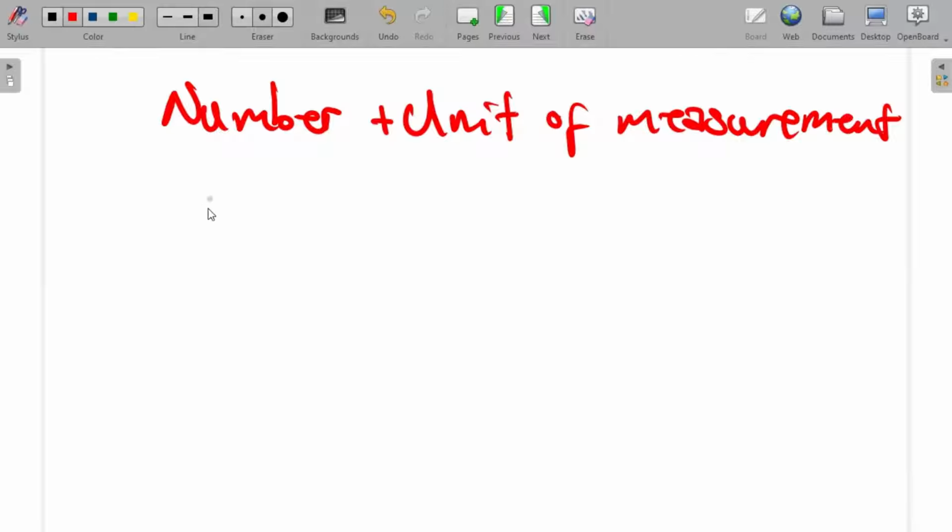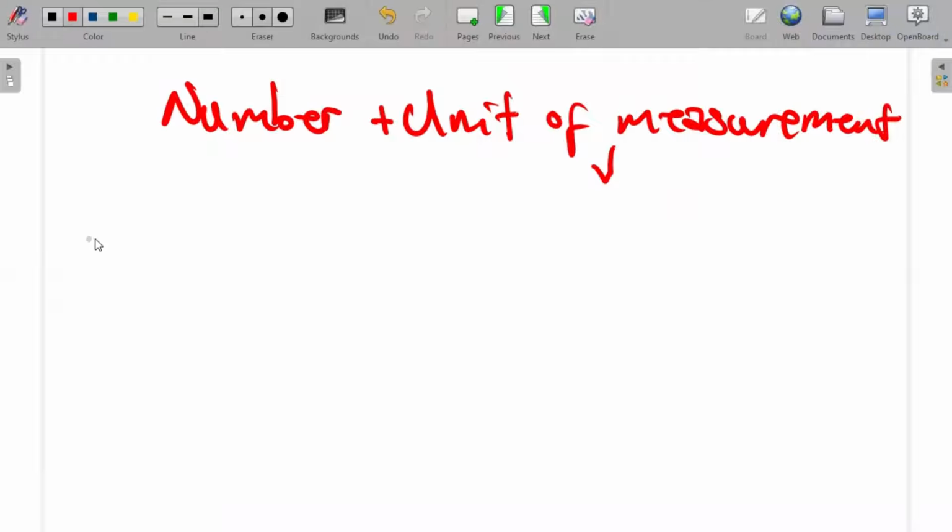Okay, so we can just say it is a standard that is used for definite magnitude. It is also used for measuring a physical quantity. It's just a standard of measurement that is going to give you a definite magnitude. That is what we call a unit of measurement.